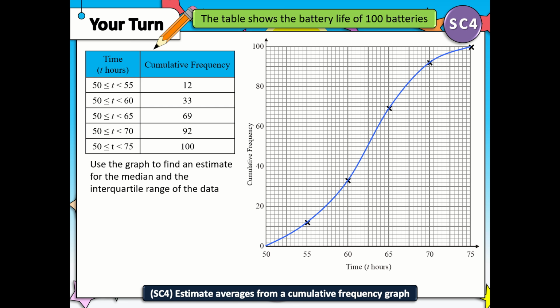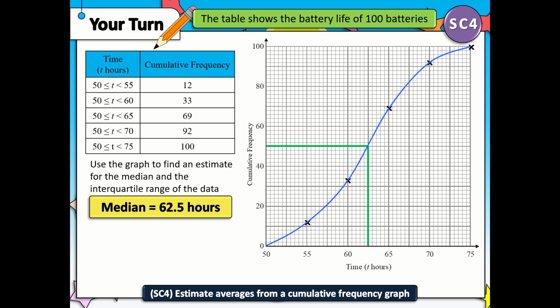So for this question, we're looking at 100 batteries. So the median is going to be the 50th battery. So we go across from 50 to find the median, and then read down. So that's 62.5 hours.